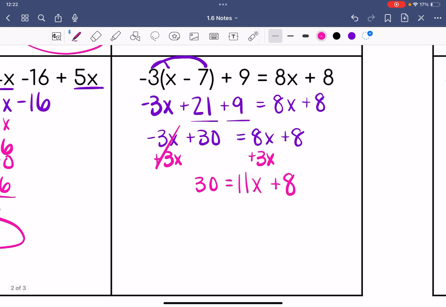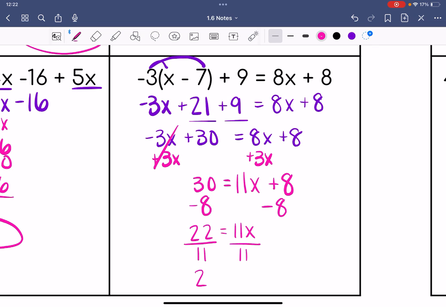So I'm going to subtract 8 from both sides. 30 minus 8 is 22 equals 11x. And I can finish by dividing by 11. 22 divided by 11 is 2. So 2 equals x. And like I said, we're going to flip that around for x equals 2 for our final answer.